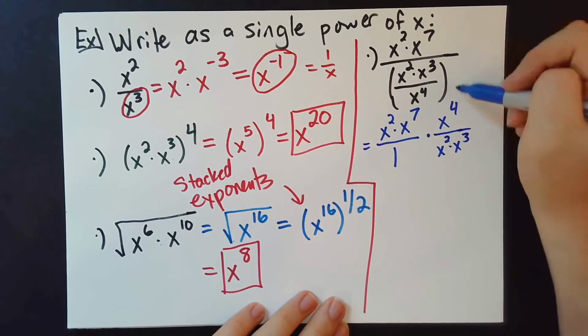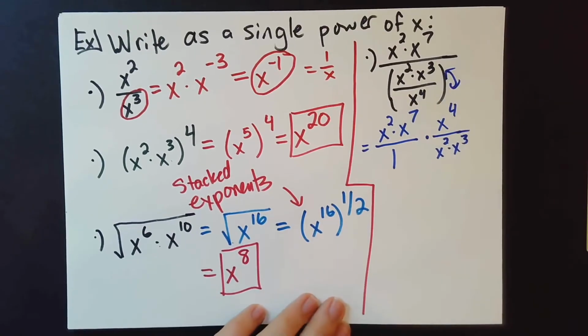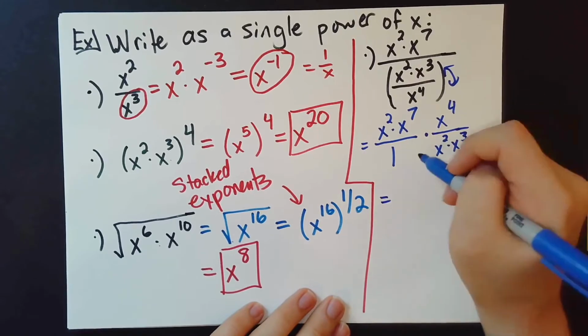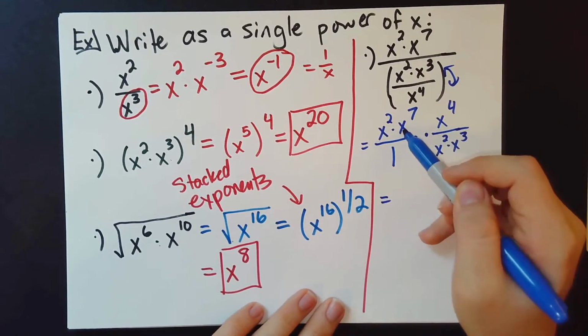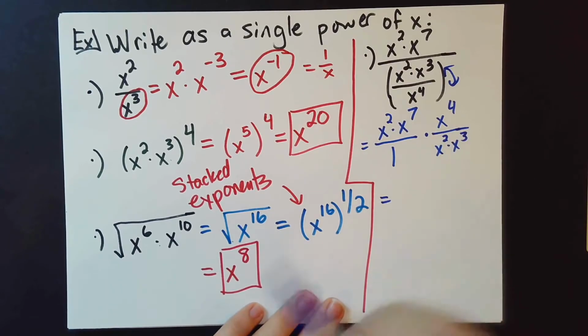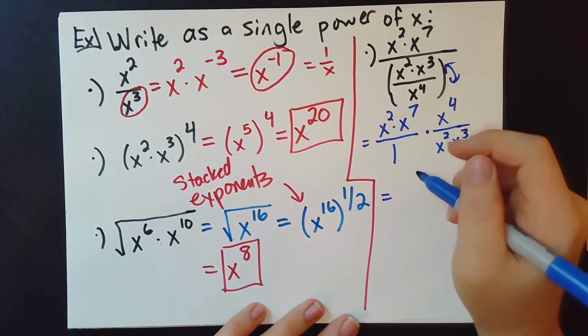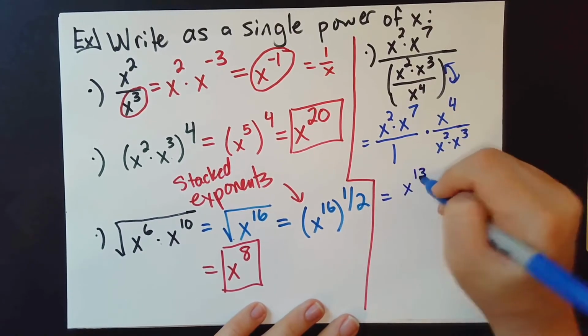Dividing by this fraction was the same as multiplying by this fraction upside down. Okay, now I go to look at the numerator. I have x squared times x to the 7th times x to the 4th. All of these have the base of x, and so I add the powers. So 2 plus 7 is 9, plus 4 is 13.